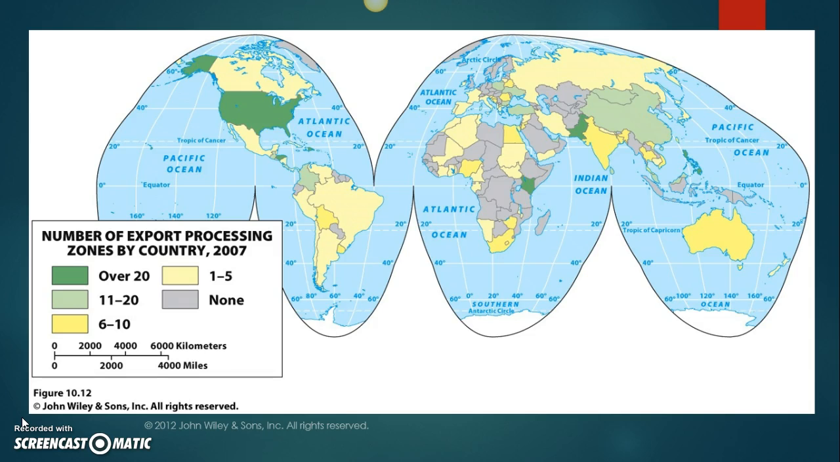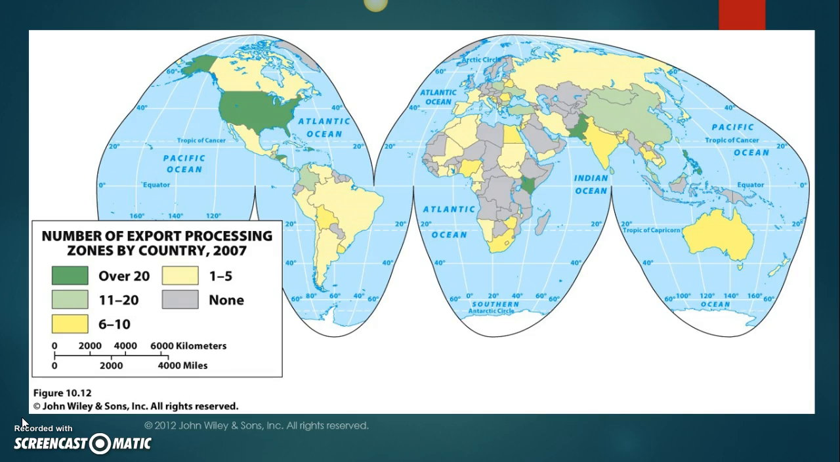So, just to give you some idea, take a look at the map of the world here, right? Not surprising, well, yeah, kind of surprising, right? But not necessarily. No export processing zones, areas that are not well developed, or areas that have high conflict. Afghanistan, Pakistan, Iraq, right? These are areas that don't have export processing zones.